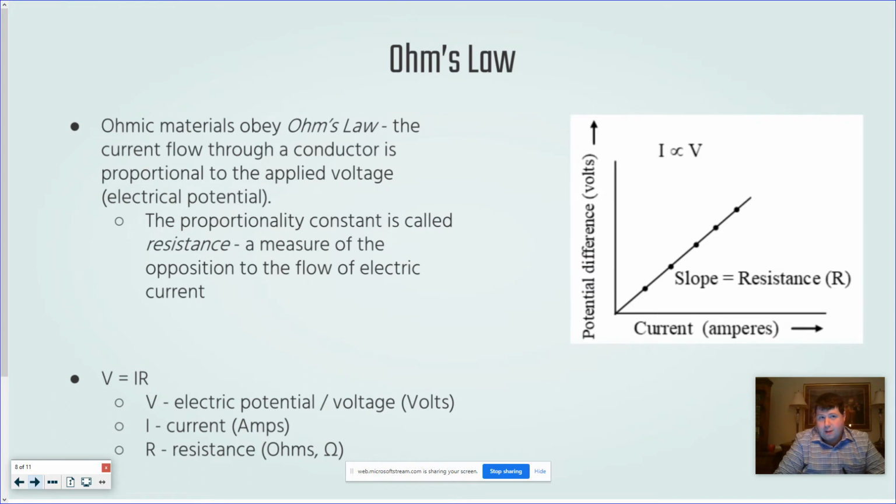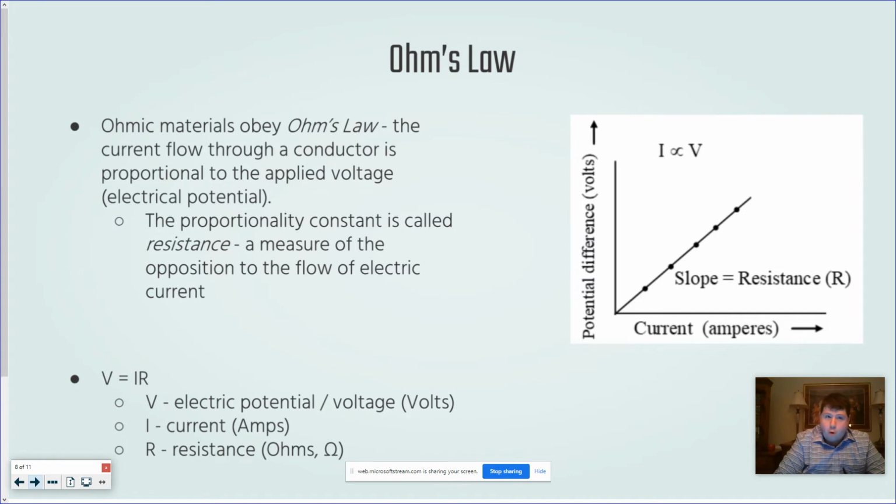Ohm's law tells us that the current flow through a conductor is proportional to the applied voltage, the electric potential. So Ohm had figured out that for most materials under a large range of voltages, their current will be proportional to the voltage that you apply. The slope of this relationship, the proportionality constant, is called resistance. It's a measure of the opposition to the flow of electric current.